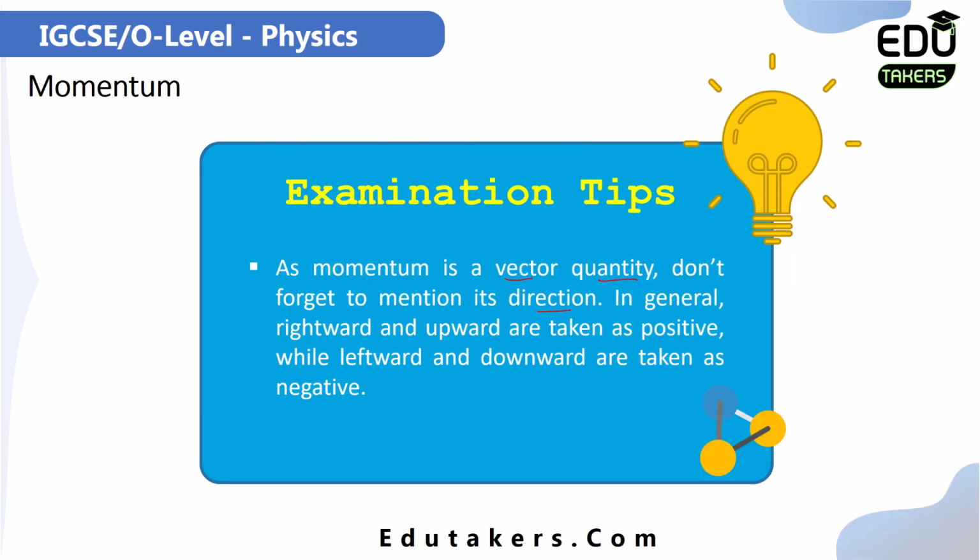In general, the rightward and upward directions are taken as positive. All the momentum that are towards right or in upward direction are taken as positive, while the momentum that are towards left or downward are taken as negative. So you need to remember this thing, that the rightward and upward quantities are taken as positive and leftward and downward quantities are taken as negative. For all the quantities that are vectors, you can only consider the positive and negative sign.